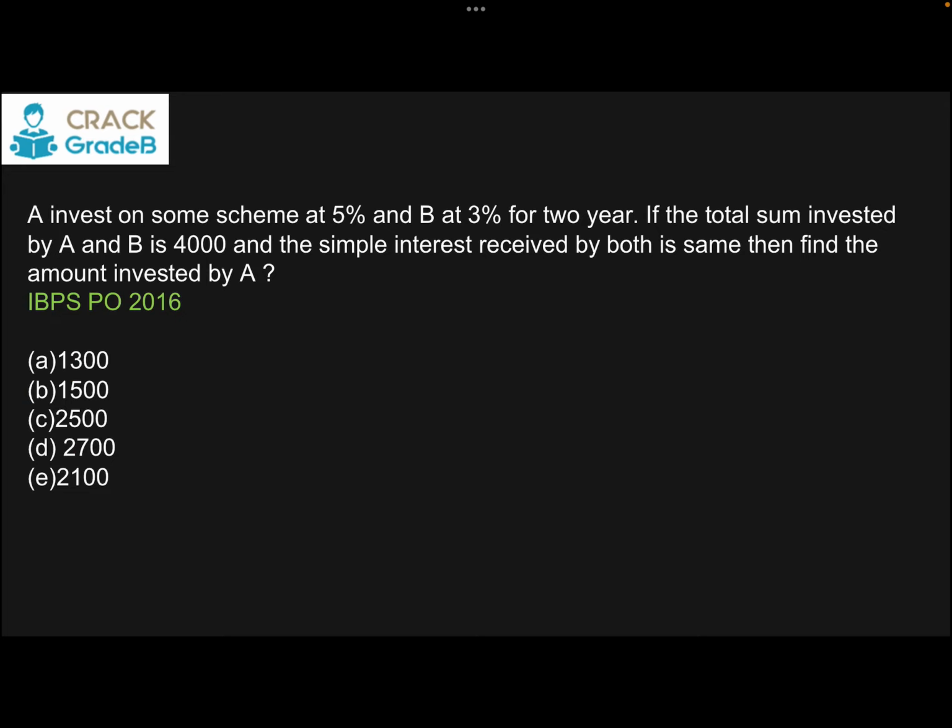Let's see one more. A invests in some scheme at 5% and B at 3% for 2 years. If the total sum invested is 4000 and the simple interest received by both is the same, then find the amount invested by A. So out of 4000, let's say A is investing 100x, and B is investing say 100y. Now A is getting 5% for 2 years, that means 10%.